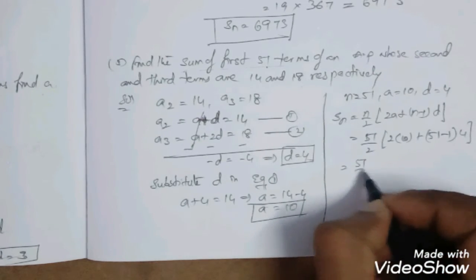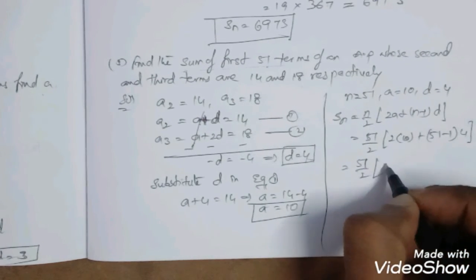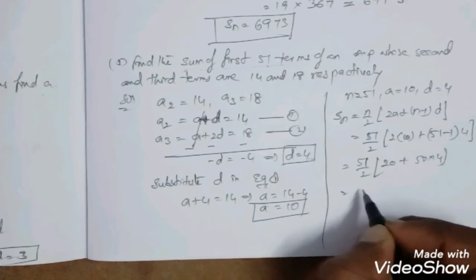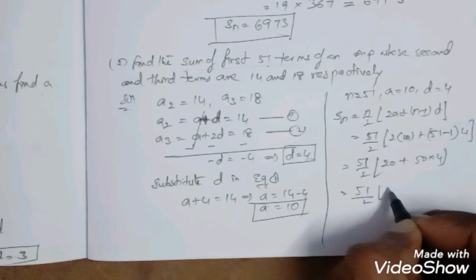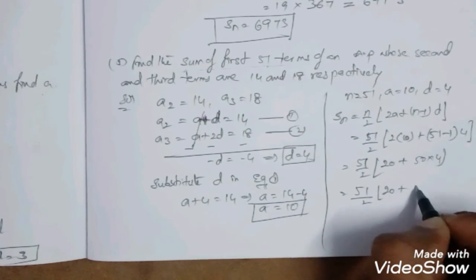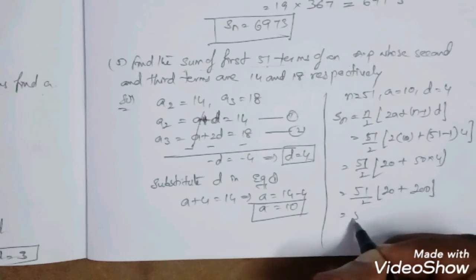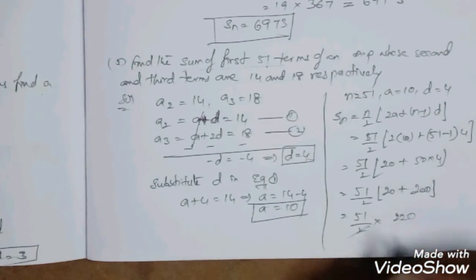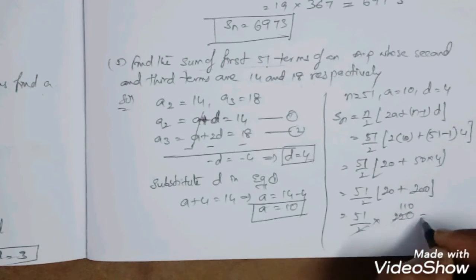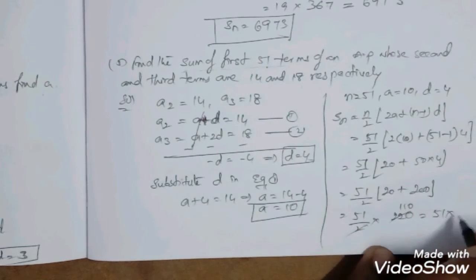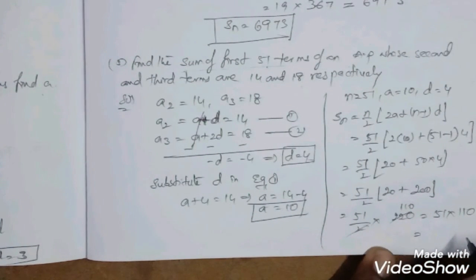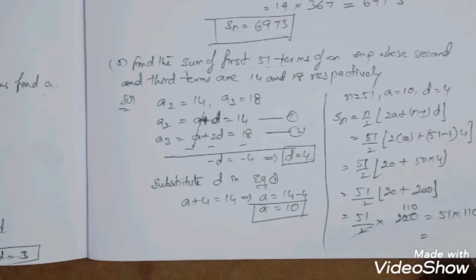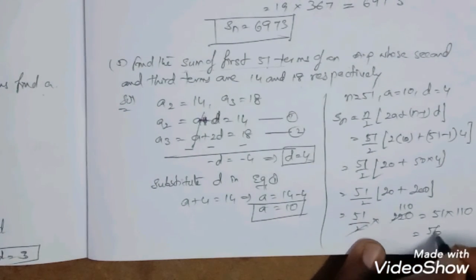Now here 51 by 2 into 2 tens are 20 plus 50 into 4. So here 51 by 2 into 20 plus 50 fours are 200. So you will get here 51 by 2 into 220. Now cancel this with 2 twos, you will get 110. So that you will get 51 into 110. Now multiply this, you will get the answer as 5610.